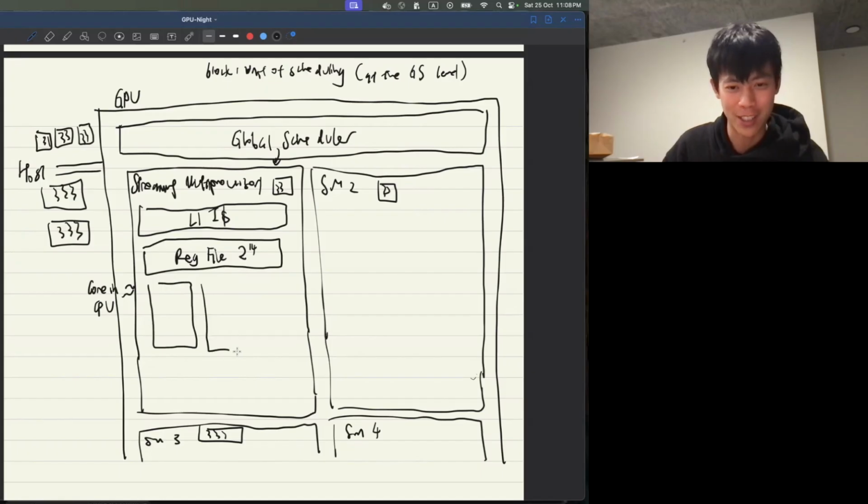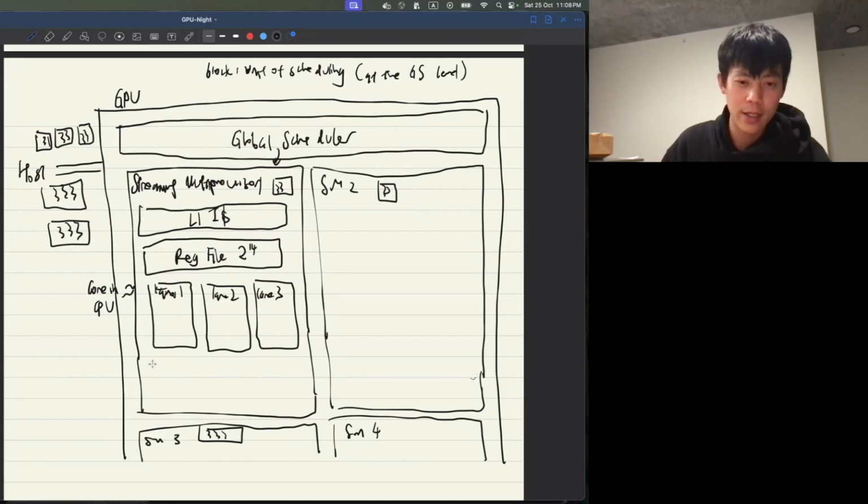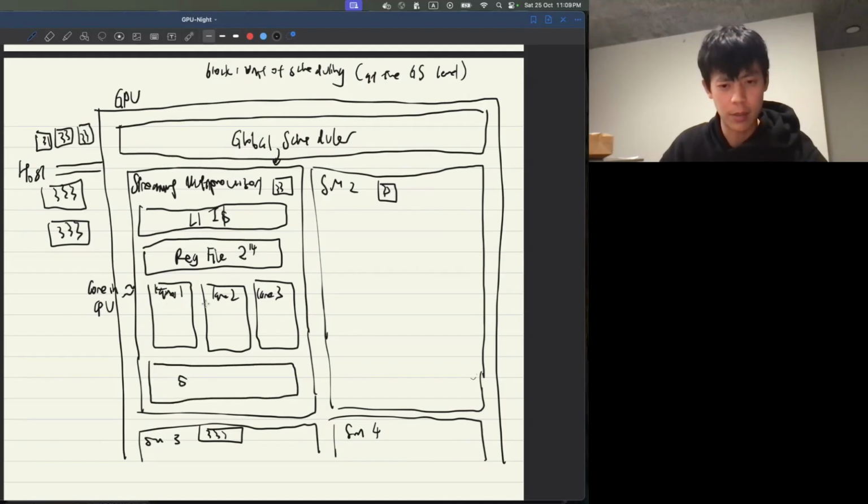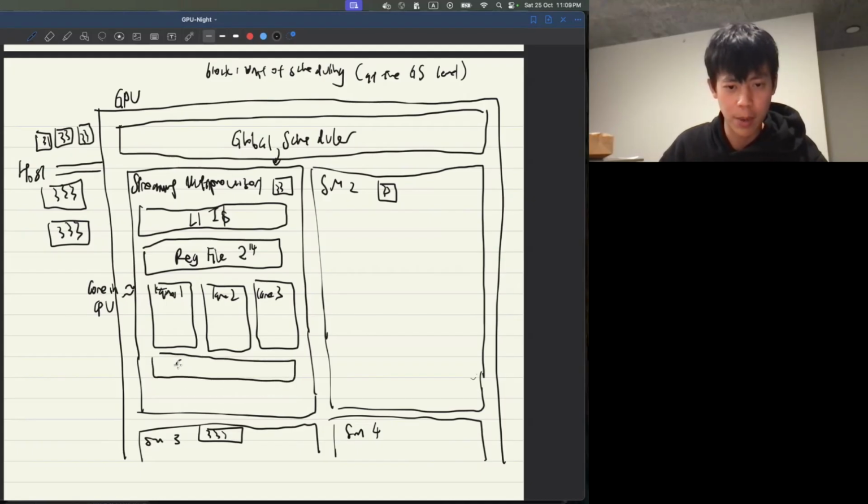I will talk about them later on because I want to finish some discussion on global schedulers first. So it has a lot of lanes, right? So I'll put lane 1, lane 2, lane 3. And finally, it has this thing called shared memory.